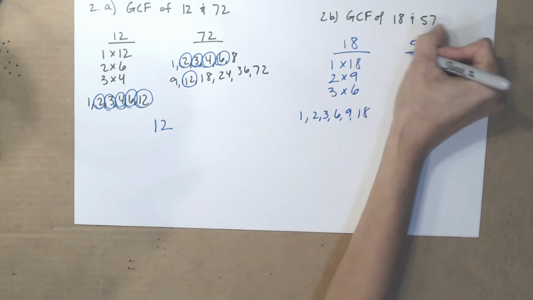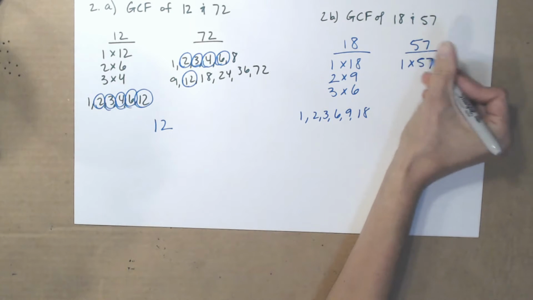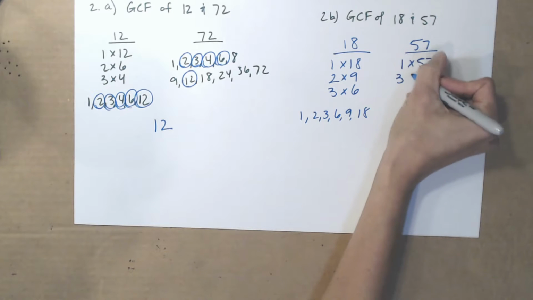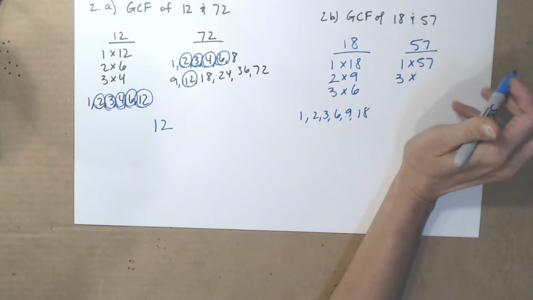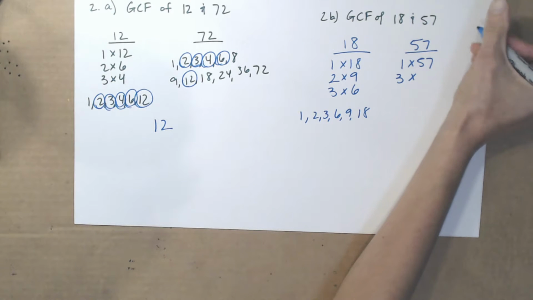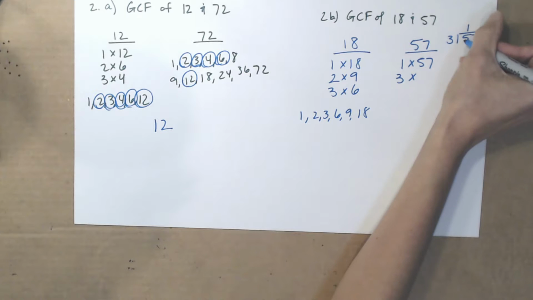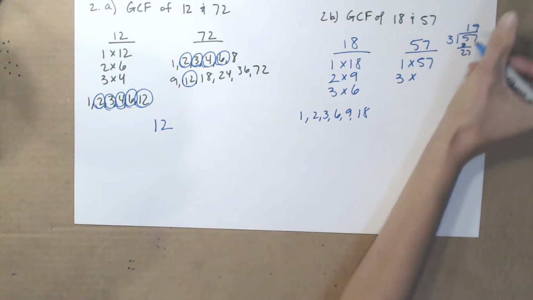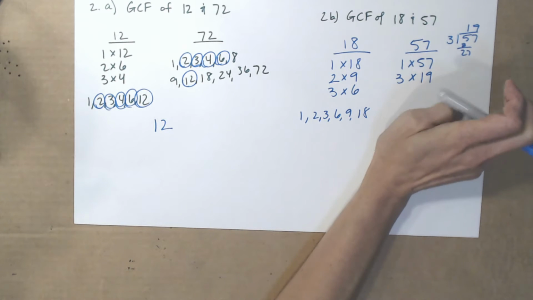So now how about 57? Well, we have 1 times 57. 2 is not a factor because it's not even. 3 will be a factor because the sum of the digits is 12, which is divisible by 3. So I don't know what that is. I can do 57 divided by 3, and we get 19.